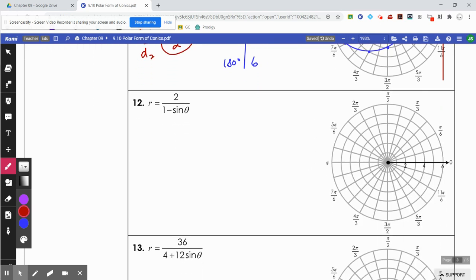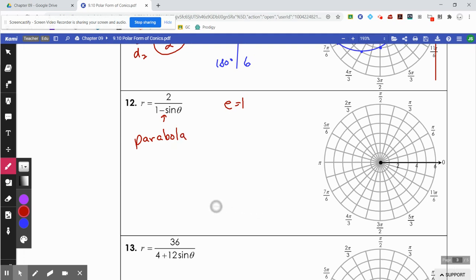Okay, the next one. Our pole is located here, and our directrix is located below the pole. Our eccentricity here is equal to 1. So therefore, this should be a parabola.